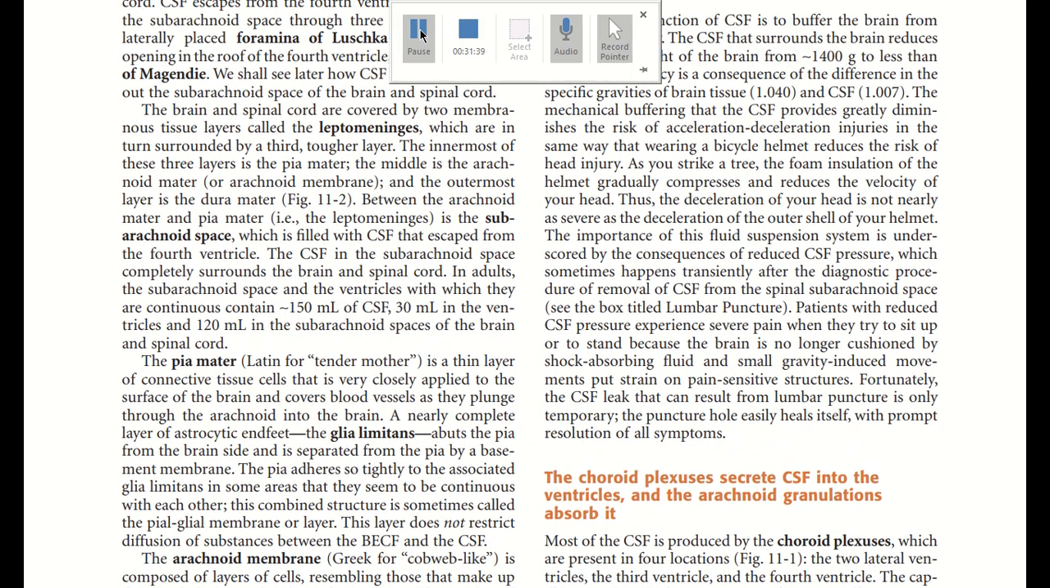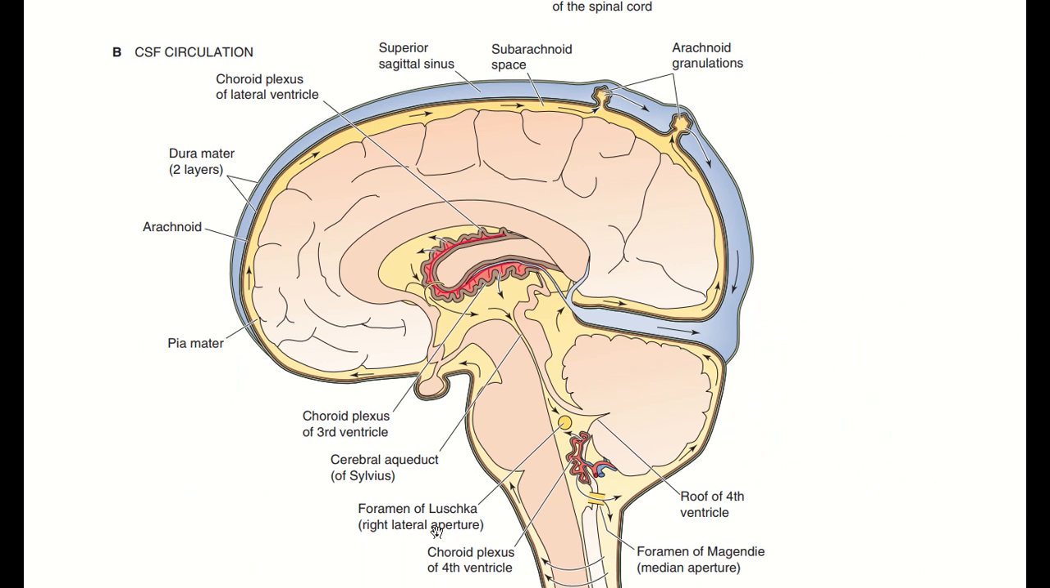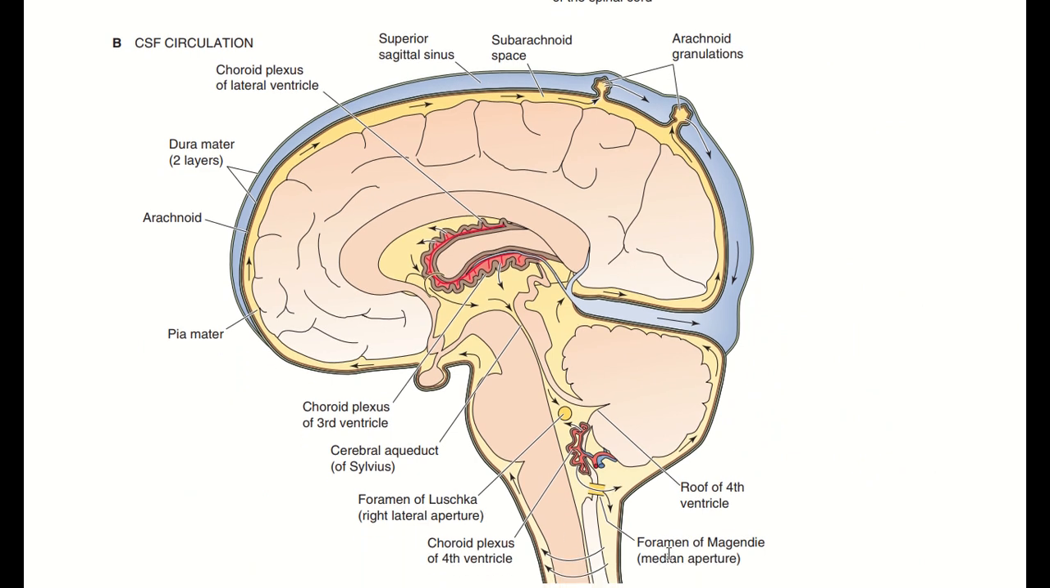Okay, let me show you. You can actually block, especially this foramen, the foramen of Luschka and the foramen of Magendie. They can actually be blocked, and then you can lead to hydrocephalus. That would be obstructive hydrocephalus. You understand? So this is very important.